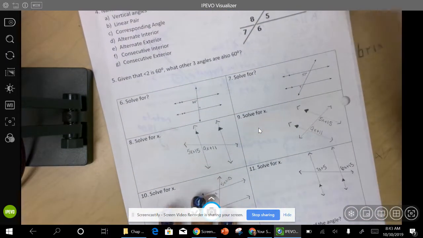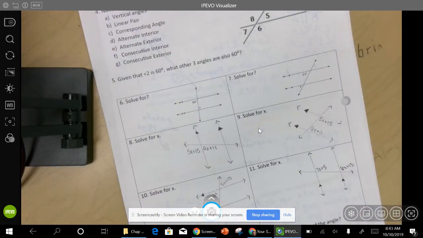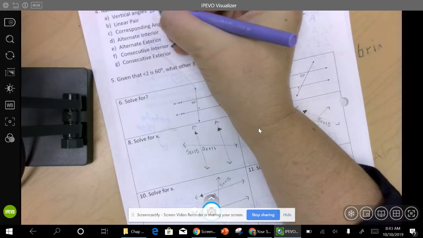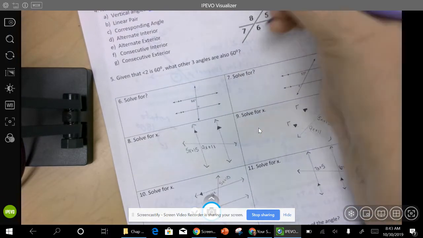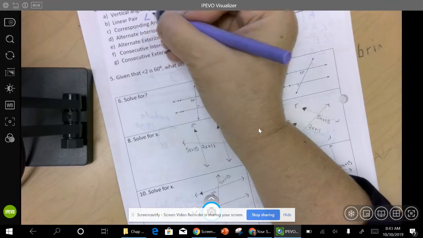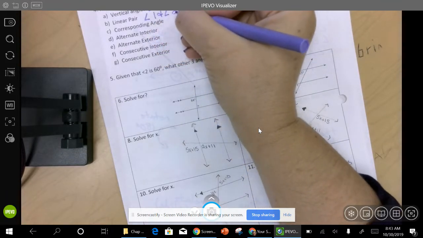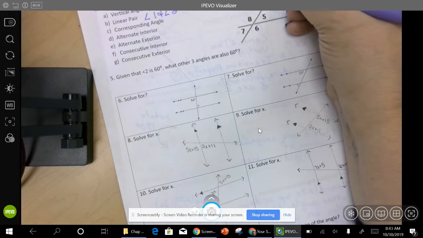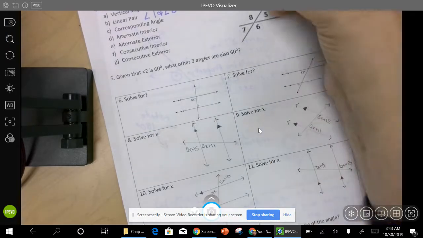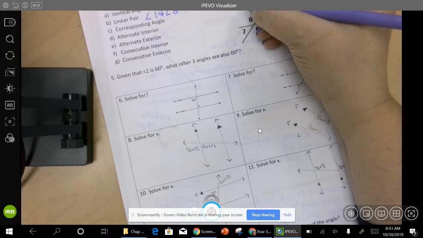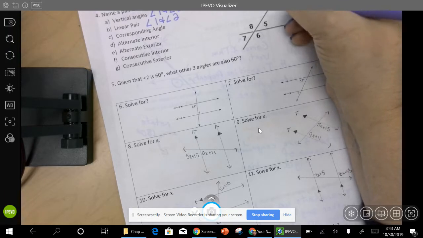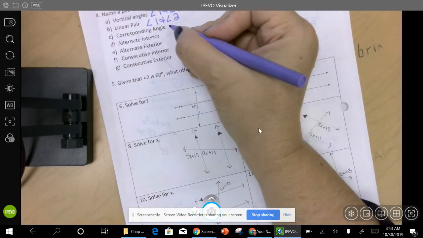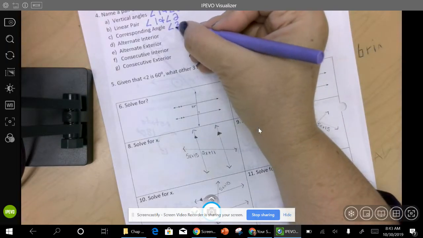Okay, so this one says name a pair of the following angles. Angle 1 and angle 3 are vertical angles. They are across from each other. A linear pair would be angle 1 and angle 2. They are next to each other, and they form a straight line, 180 degrees. Corresponding angles: we have angle 3 and angle 6, same side, skip one.